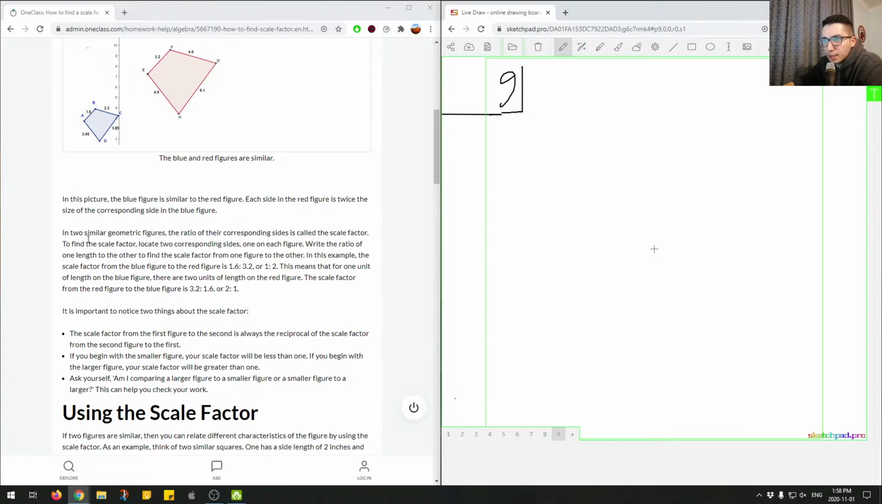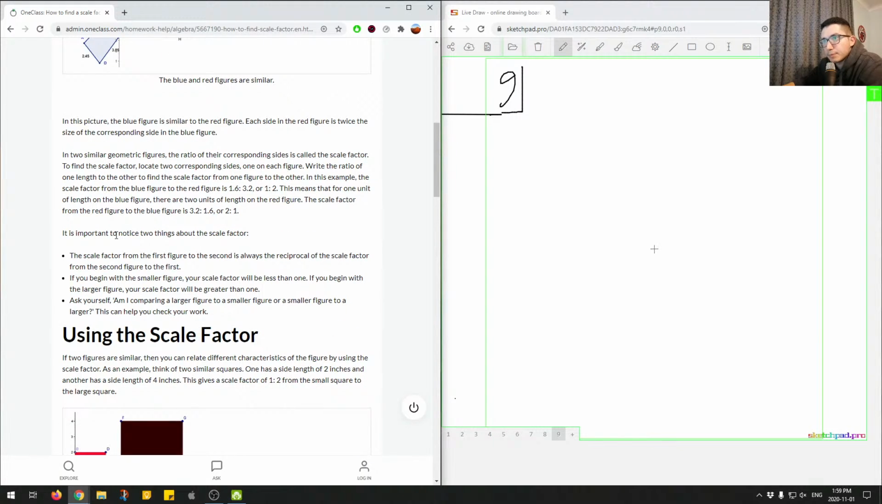So going on, in two similar geometric figures, the ratio of their corresponding sides is called the scale factor. So this is the definition of the scale factor. To find the scale factor, locate two corresponding sides. So we can locate this side and this side. And in this example, the scale factor from the blue figure to the red is 1.6 to 3.2, which is a 1 to 2 ratio, which makes sense. This means that for 1 unit of length on the blue figure, there are 2 units of length on the red figure. And that's true.